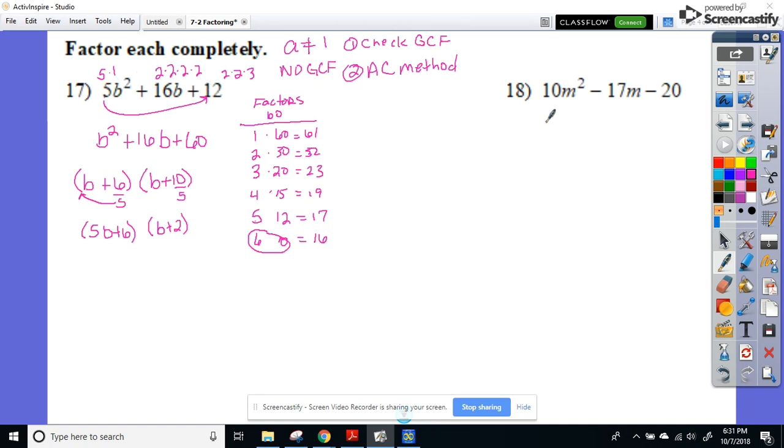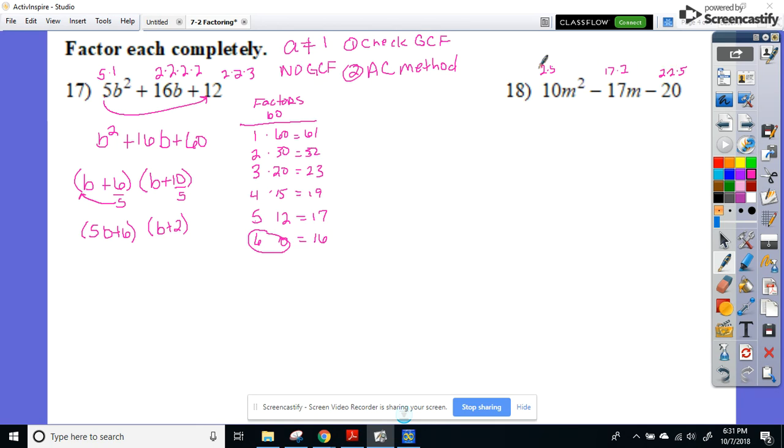Okay, let's try it again. Remember, this is number 17 and number 18 on that worksheet that you will need to do some problems from. So 10 is 2 times 5. We're checking for a GCF. 17 is a prime number. That's just 17 times 1. And 20 is 2 times 2 times 5. So no GCF.